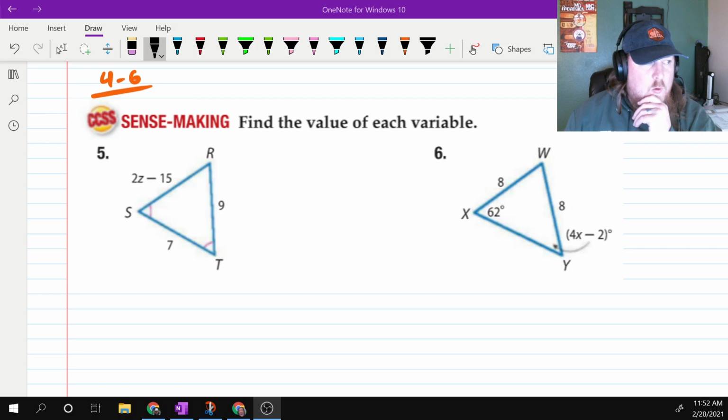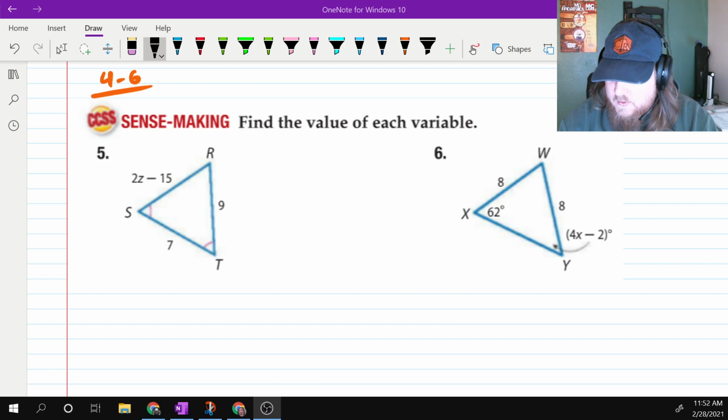Okay, so looking for help on numbers 5 and 6 from 4-6. I think this is the one you asked about. You didn't include a section number in the email. Do that in the future if you can.